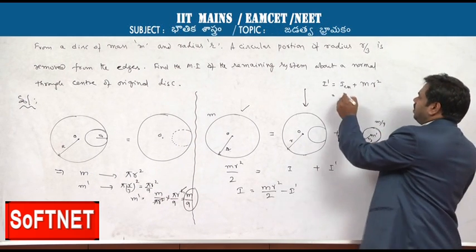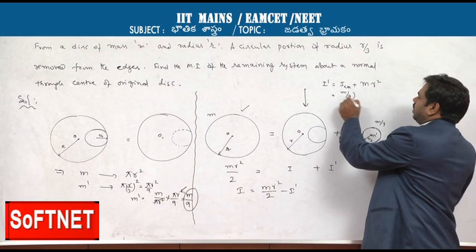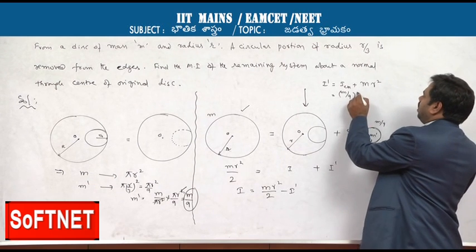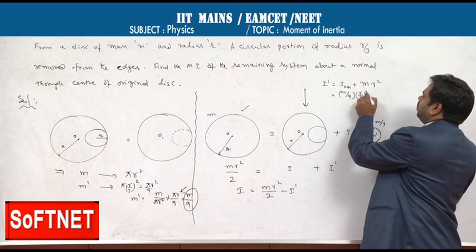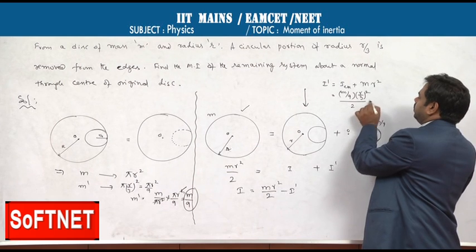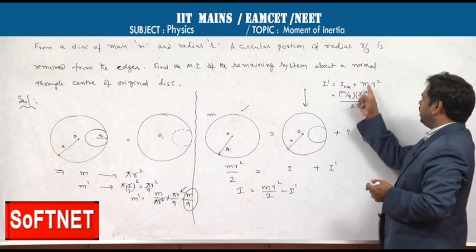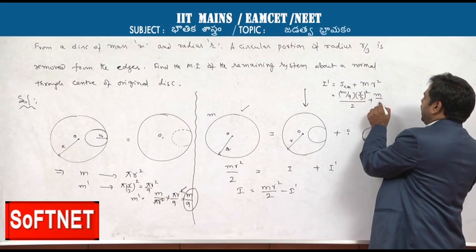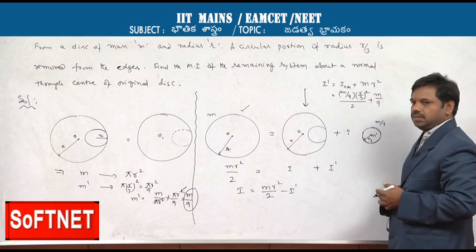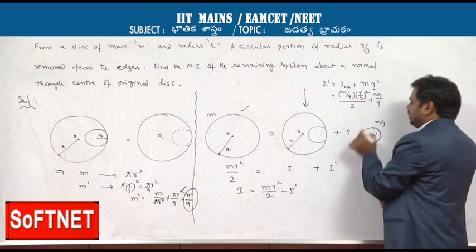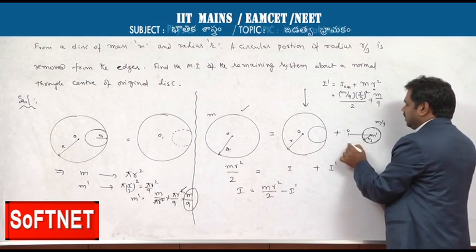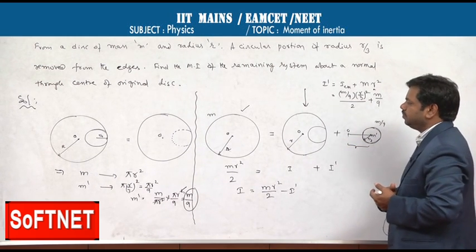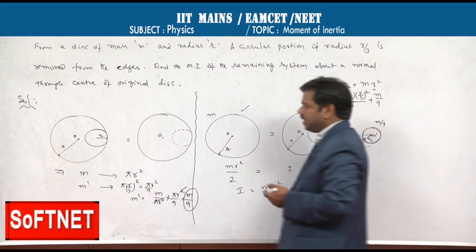But m means here what? M by 9. Next, what is r square? R square is nothing but r by 3 whole square, divided by 2, plus m, which is the mass of this disc, that is m by 9, into the perpendicular distance between the two parallel axes square. This distance we require to find out. How much will this distance become? From this figure easily we can understand.